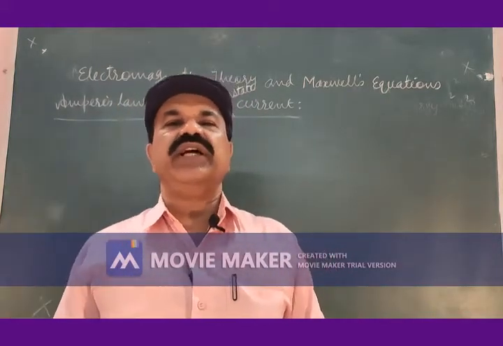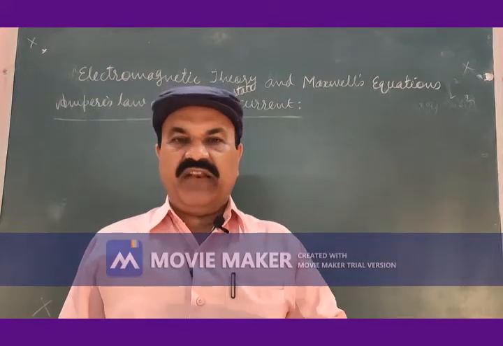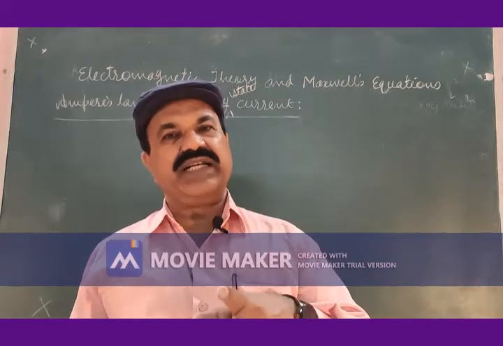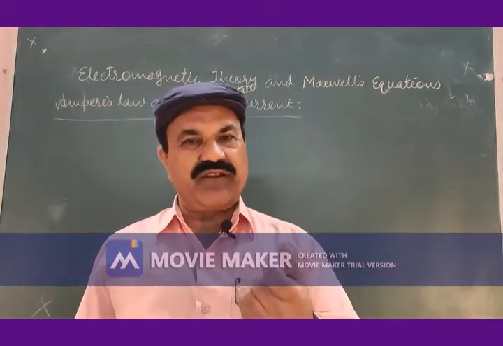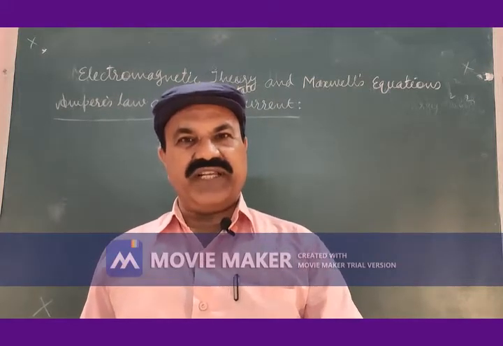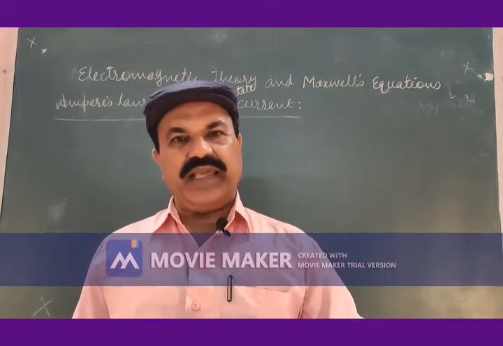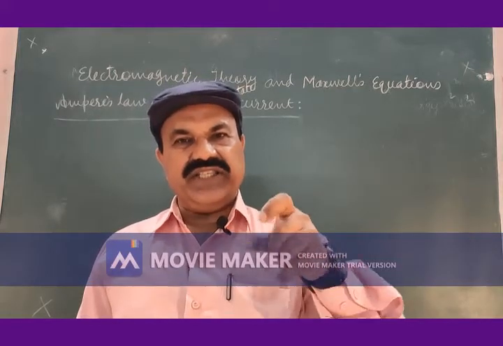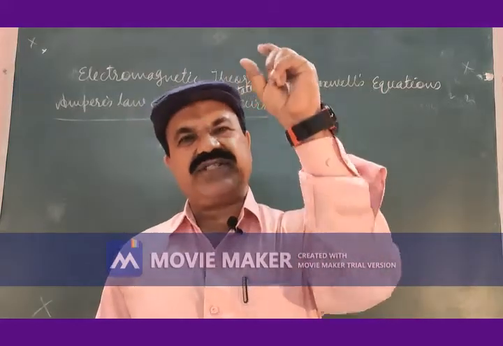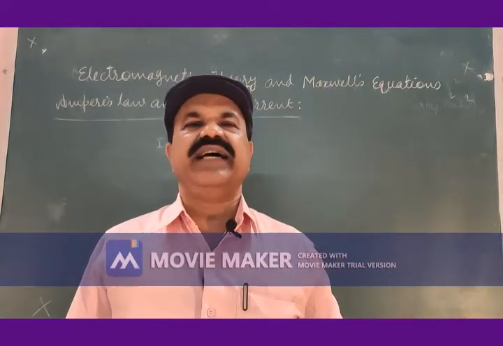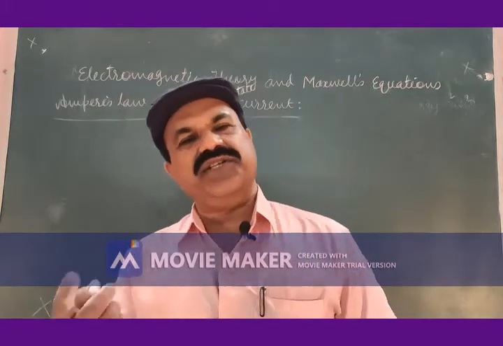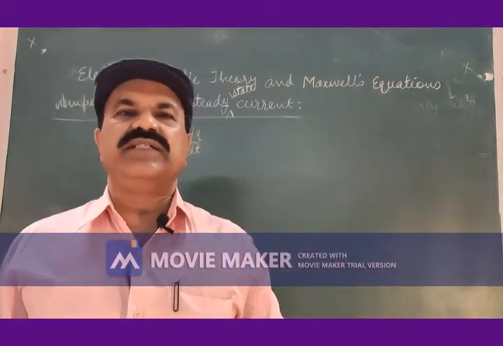1 coulomb of electrical charge per second is flowing through the conductor. When 1 coulomb of charge per second is passing through the conductor, how should the rate of flow of charge be? The rate of flow of charge should be 1 coulomb per second. If this rate of flow of charge of 1 coulomb per second is maintained across the conductor, we can say that 1 ampere steady state current is flowing through the conductor.